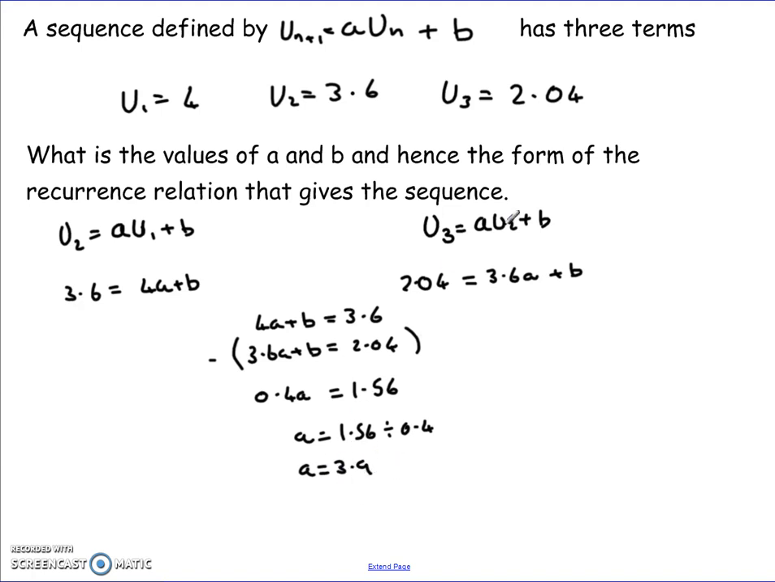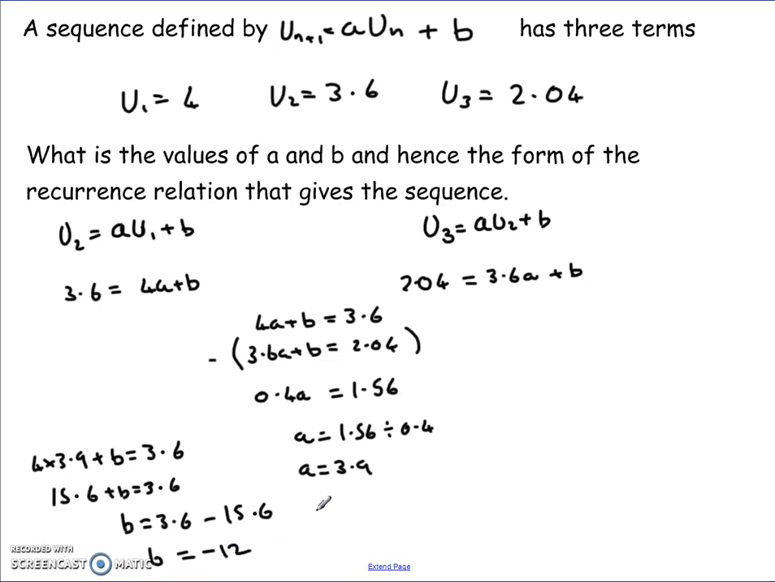I'm then able to use this within one of my 2 equations to calculate the value of b. Let's go to the first one, and I'd get 4 times 3.9 plus b equals 3.6. This sets up a nice straightforward simple equation. 15.6 plus b equals 3.6, and then I can just solve it. From that, I know that b equals 3.6 take away 15.6, so b is equal to negative 12. So I've got my a and my b.